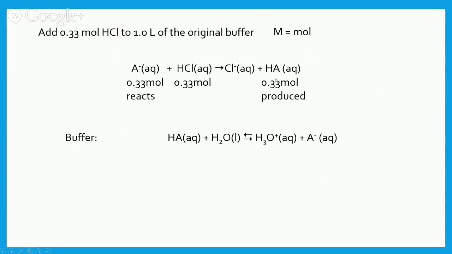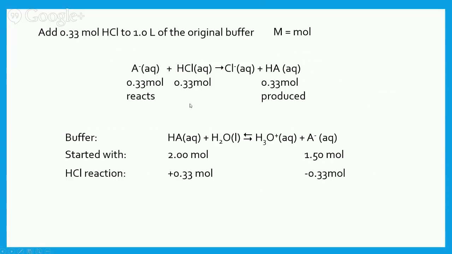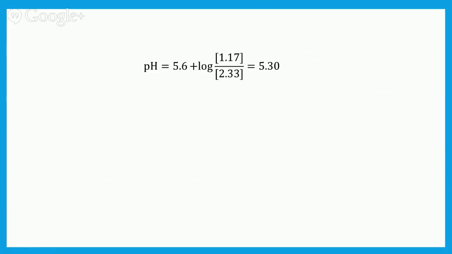So again, looking back at our original buffer system, we started off with 0.2 moles of weak acid, 1.5 moles of weak base. After the neutralization has occurred, we gained about 1/3 of a mole of HA, lost about 1/3 of a mole of our conjugate base, which means in the end we have 2.33 moles of weak acid, 1.17 moles of conjugate base. Take those concentrations, plug them into our Henderson-Hasselbalch equation, and that gives us 5.3.